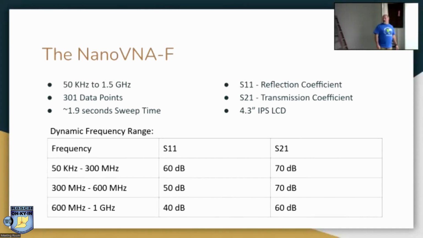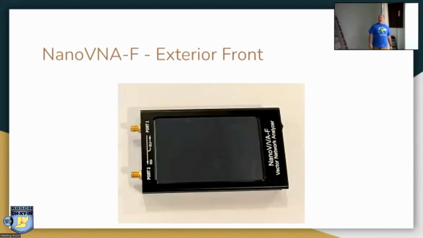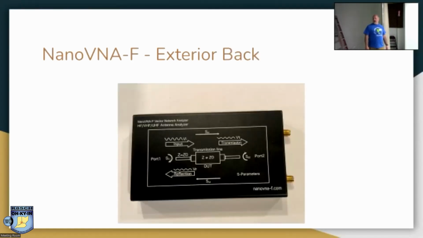Your reflection coefficient, transmission coefficient, so you see the 2 ports on there. And then the dynamic frequency range. The reflection coefficient has a certain range and the transmission coefficient has another. Mine has a 4.3-inch IPS LCD screen. Some have bigger, some have smaller. So this is what the exterior looks like. You see that it's basically a touchscreen, with some ports on the side. In the back, it has a nice little diagram talking about what it's doing. So it's actually taking in input and output. That's where you get your reflection and then your input.